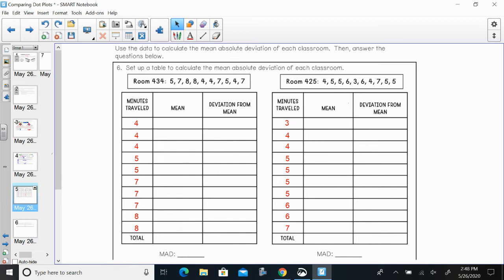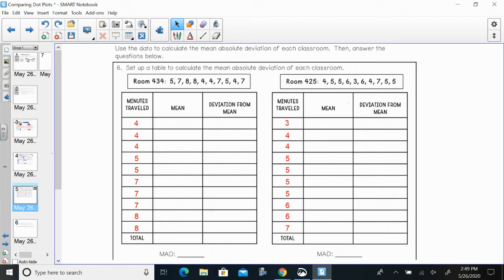Now we're going to use the same data to calculate the mean absolute deviation of each classroom. Then we're going to answer the questions below. Okay, I'm going to walk through room 434 with you, and I'm going to let you do room 425 by yourself. First, I'm going to review how you find the mean absolute deviation in case you forgot.